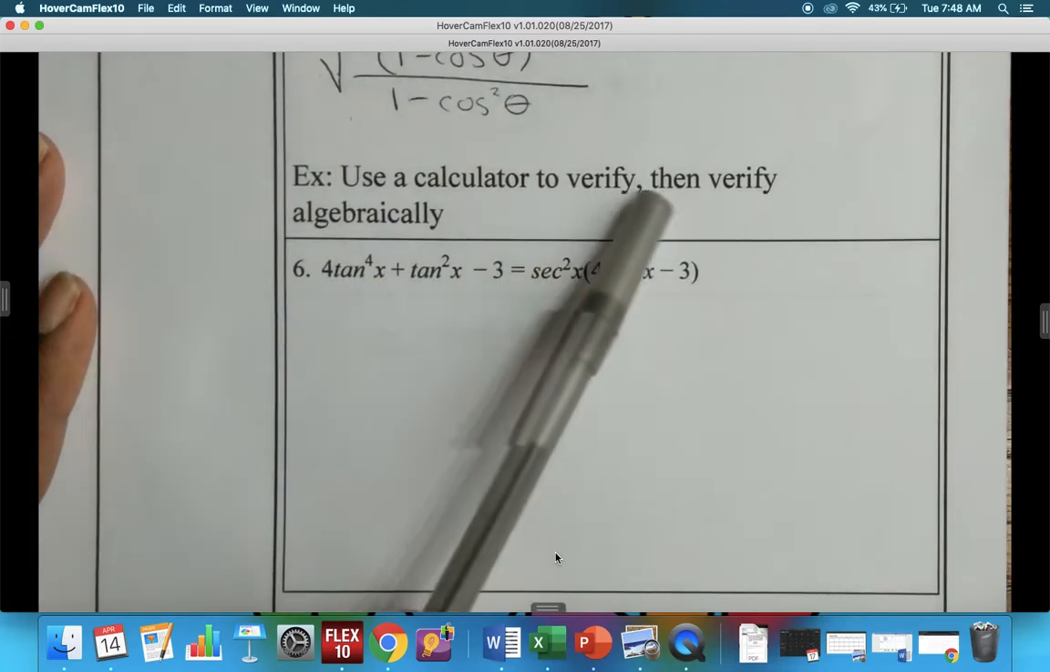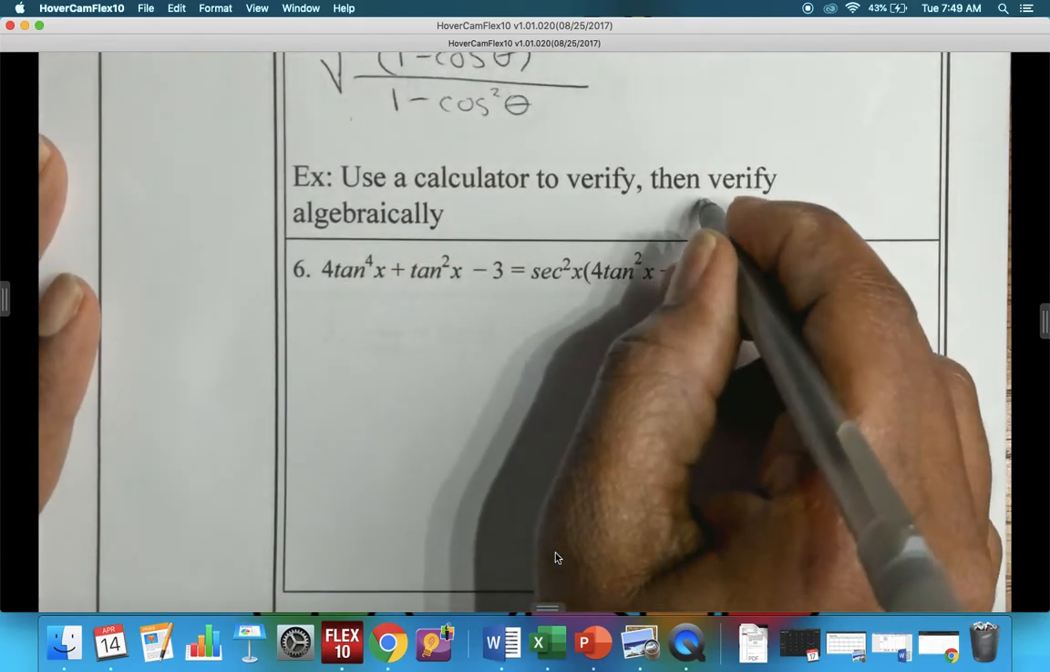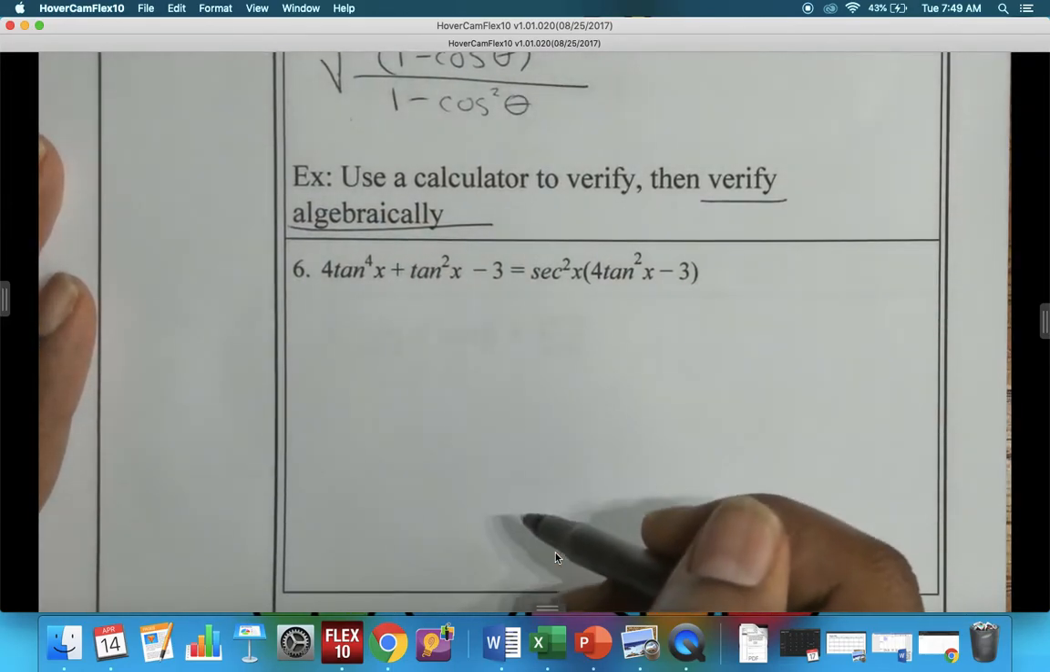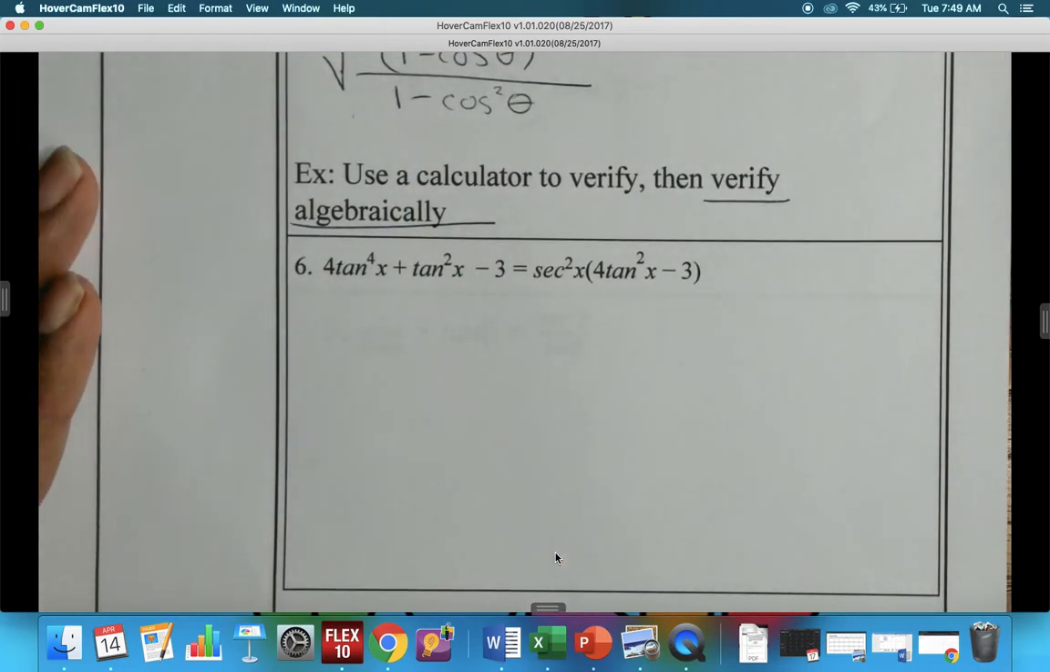Next one says use a calculator to verify and then verify algebraically. So we've just been verifying algebraically, right? We're showing all our algebra skills and verifying on paper. Let's look at the calculator to see how we would verify.